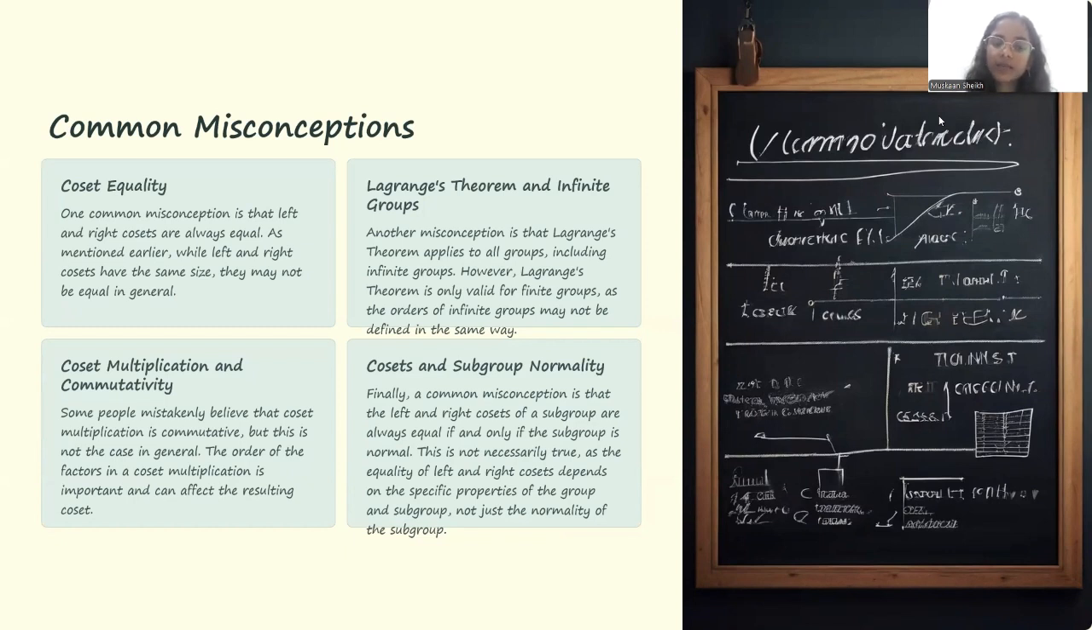Some people mistakenly believe that coset multiplication is commutative, but this is not the case in general. The order of the factors in coset multiplication is important and can affect the resulting coset. Cosets and subgroup normality. Finally, a common misconception is that the left and right cosets of a subgroup are always equal if and only if the subgroup is normal. This is not necessarily true, as the equality of left and right cosets depends on the specific properties of the group and subgroup, not just the normality of the subgroup.